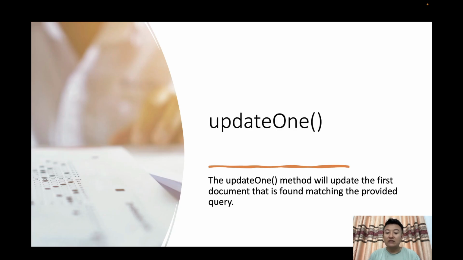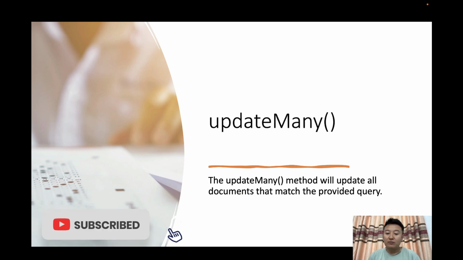And what is the updateOne method? The updateOne method will update the first document that is found matching the provided query. And what is updateMany? The updateMany method will update all the documents that match the provided query.